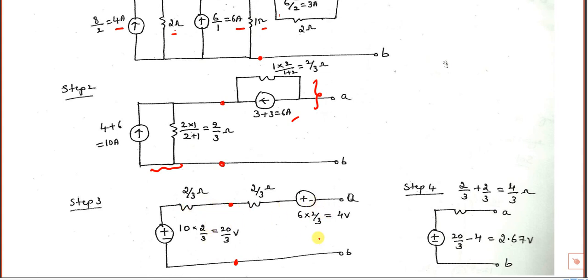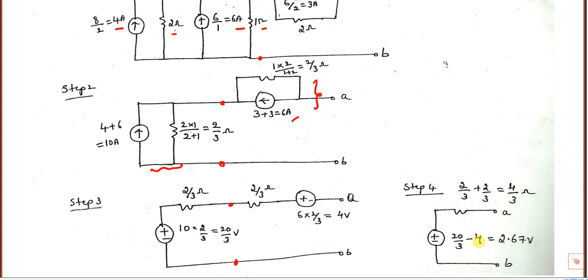Now in series we can add the voltages. This is minus to plus. This is plus to minus. So the polarity is opposite. Which one is greater here? 3 sixes are 18. This one is greater, so this polarity you have to retain, plus minus. And from 20 by 3 you have to subtract 4.